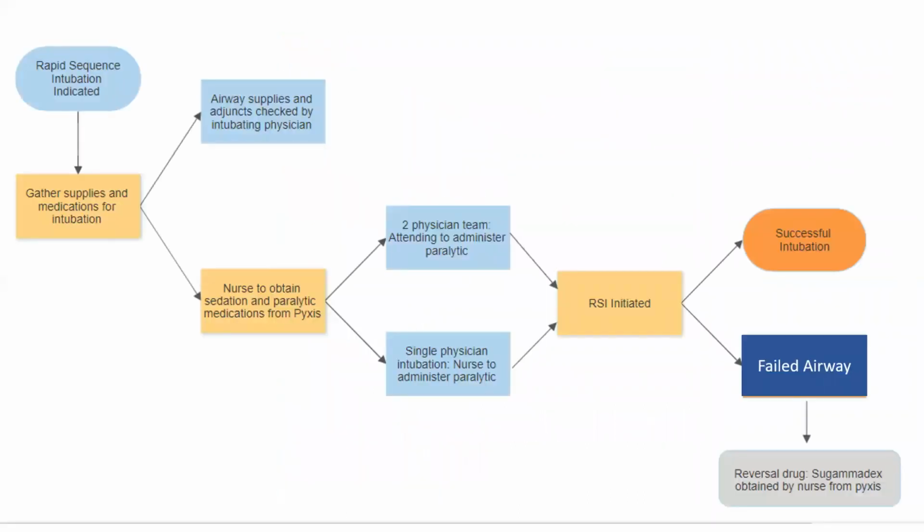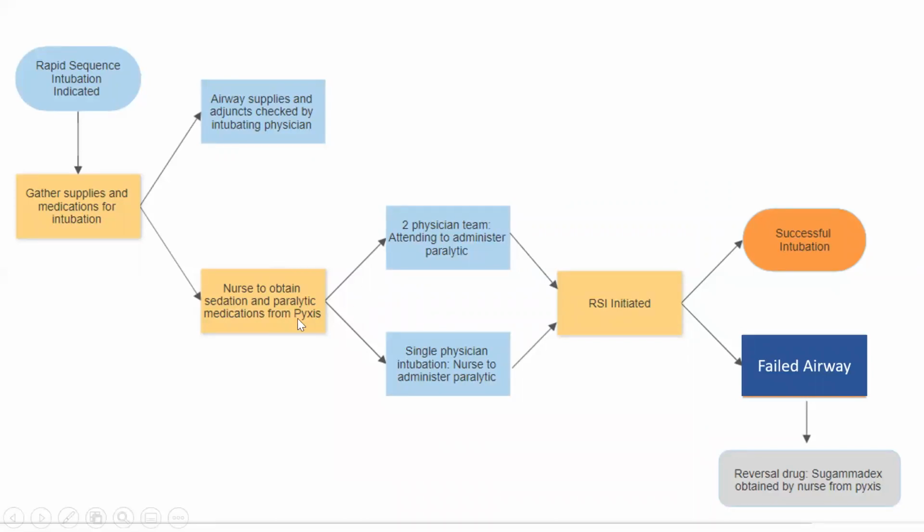Most of you have seen that. So what our sequence would look like then is we decide our patient needs to be intubated. This is on the left-hand side of the screen. We are going to be gathering supplies and medications for intubation. Airway supplies and adjuncts are going to be checked by the intubating physician, and the nurse is going to obtain sedation and paralytic from the Pyxis.